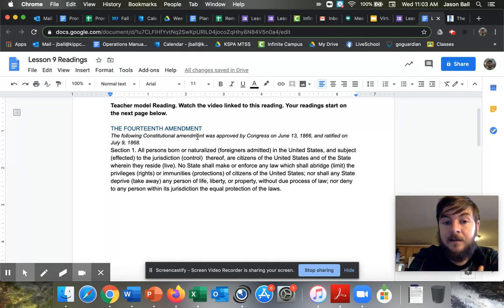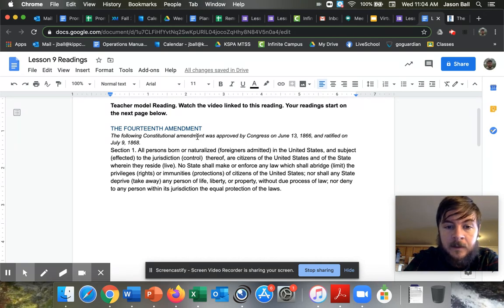This is essentially saying that all persons that are born or become part of the United States, if you're within the borders, essentially the jurisdiction of their control, are citizens of the United States. So essentially you are automatically a citizen of the country if you are born within the borders of the country. That's the first sentence. So automatic citizenship for everybody who is born in the country.